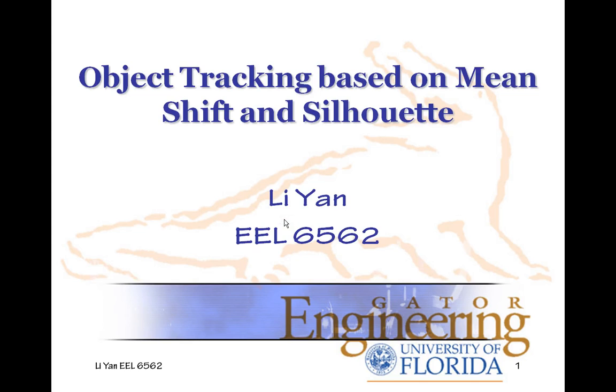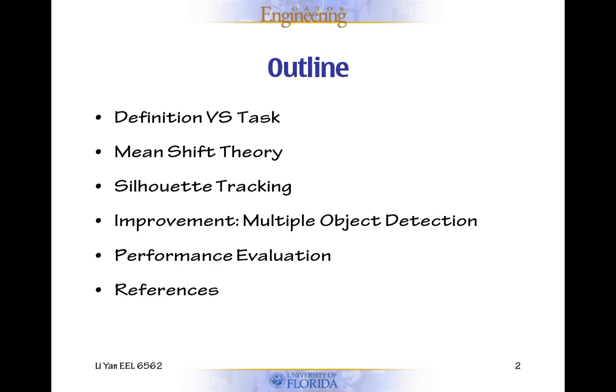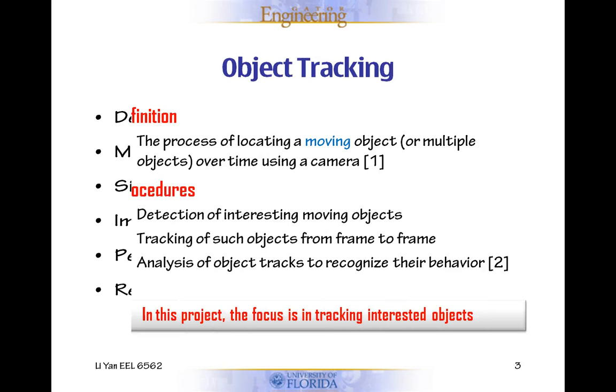My topic is object tracking based on mean shift and silhouette extraction. First, the definition of object tracking and tasks will be discussed, and then the mean shift theory will be introduced, and following will be the silhouette extraction tracking. And then the improvement in multiple object detection is reviewed. And then the algorithms used in this project will be evaluated. And finally is the references.